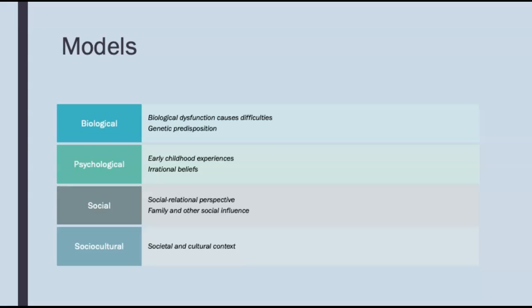One-dimensional models of mental disorders include the four following. So there would be the biological model, which would look at biological dysfunction that causes difficulties, and the biological model would be interested in things such as genetic predisposition. There's the psychological model that focuses on early childhood experiences and irrational beliefs and other psychological concepts. There's the social model that looks at social relational perspectives and family and other social influence. And then there's the sociocultural model that takes a look at societal and cultural context that influences behavior.